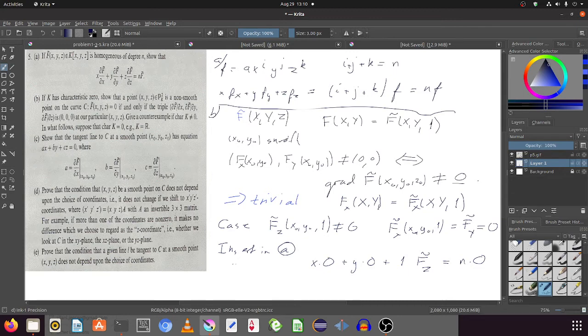D. Prove that the condition to be a smooth point does not depend upon the choice of coordinates. That is, it does not change if we shift to, for example, more than one of the coordinates being non-zero, with no difference if we choose to regard that. Yeah, of course.